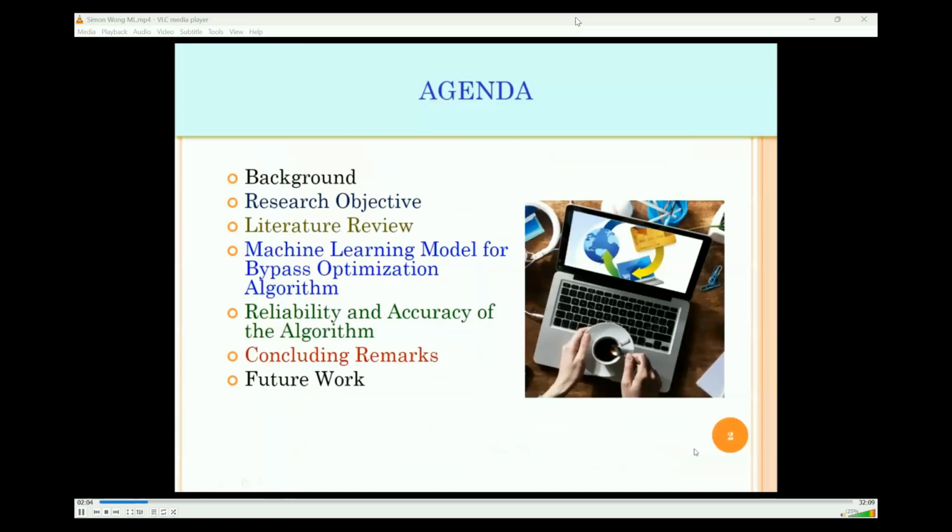I will give you a background and talk about research objectives and what insight I've got from the literature review, and talk about the bypass optimization algorithm. This algorithm is based on a machine learning model. We talk about the reliability and accuracy of the algorithm, give you concluding remarks, and suggest future work.